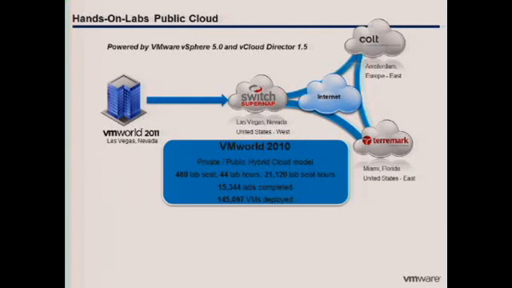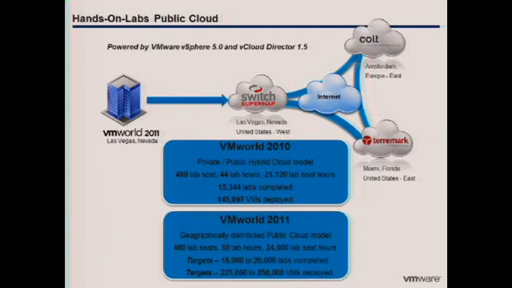Basically, we have effectively 3 sites. As I said, they're globally dispersed. We have one in Amsterdam, one in Miami, and one here in Vegas. In this particular diagram, it talks about what we did in 2010, and this is what we expect to do in 2011. We're not quite there yet from a target perspective.